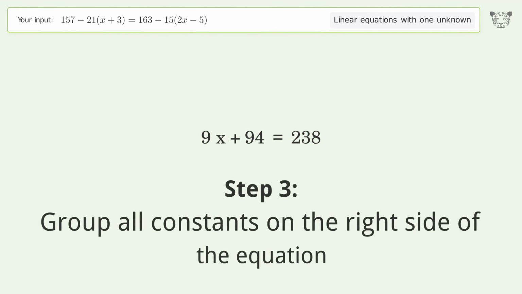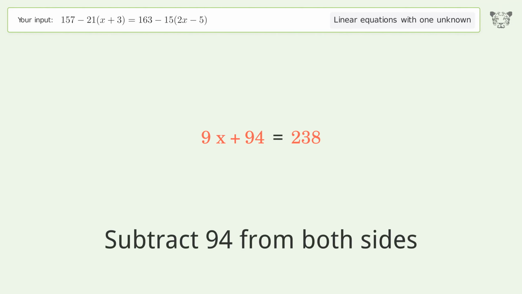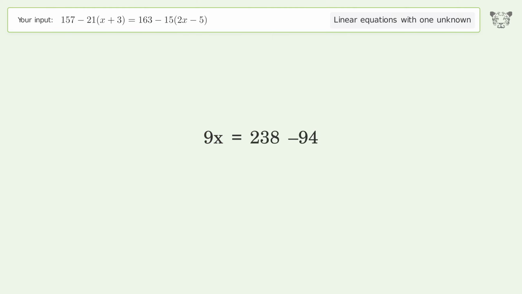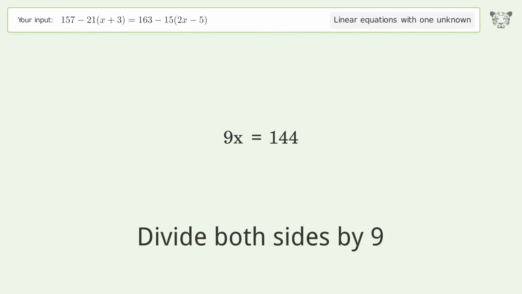Group all constants on the right side of the equation. Subtract 94 from both sides. Simplify the arithmetic. Isolate the x. Divide both sides by 9.